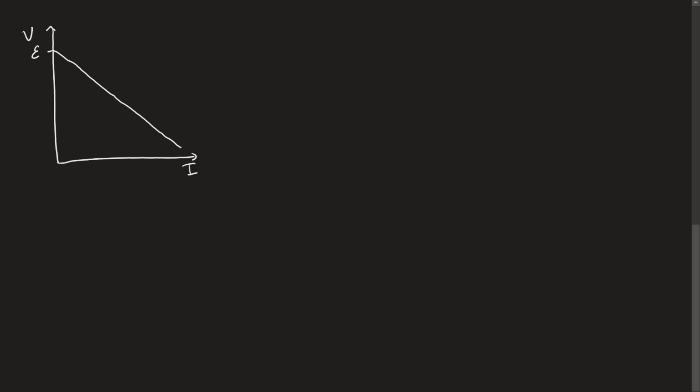Okay, and what this means is that the gradient of this, since this is a VI graph, should be the resistance, but what we're going to find is because this is actually going to be a negative gradient, the gradient is going to be negative the internal resistance. Okay, so you can always work out what the internal resistance is by plotting a graph of V against I, and then the gradient of that graph is negative the internal resistance.